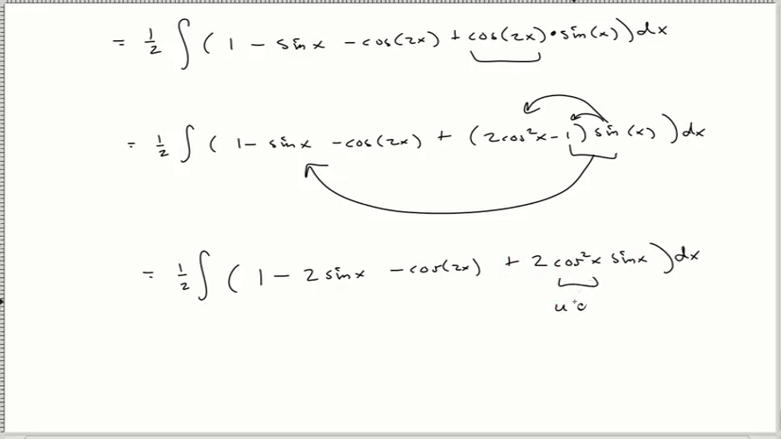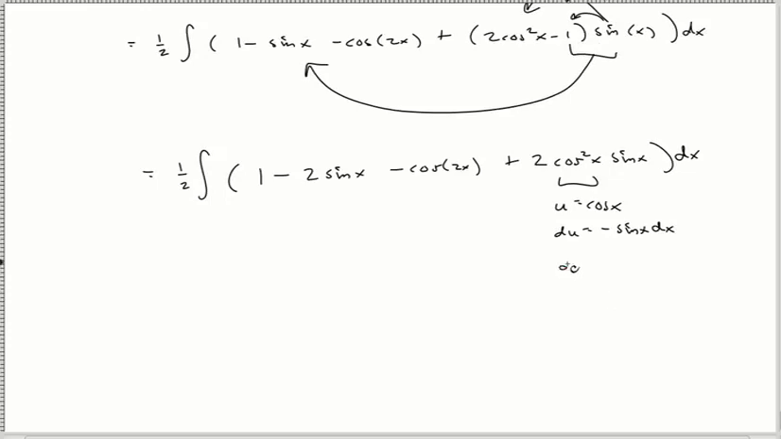I'm going to say my u is equal to cosine x. So du is equal to negative sine x dx. dx is equal to du over negative sine x, just for this one. Everything else is fine. And so what I'm going to do is just actually integrate all the rest, if that's okay, without this u stuff.